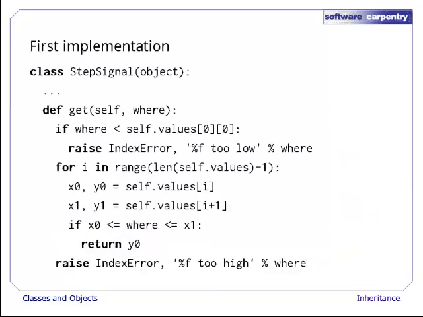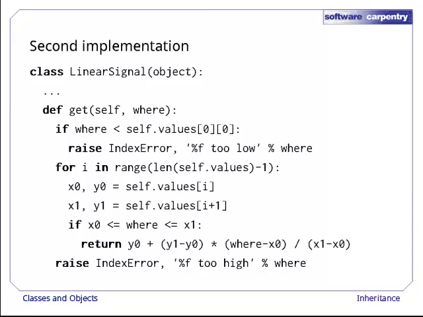Here's the implementation of step_signal's get method again. It searches through the XY pairs saved in self.values to find the sample immediately preceding where and returns the corresponding Y value. If where lies outside the sampling range, get raises an index error exception instead of returning a value. The implementation in linear signal is almost identical. In fact, only the line that actually does the interpolation is different. Everything else is identical, and as we've said before, code that's duplicated will eventually be wrong.